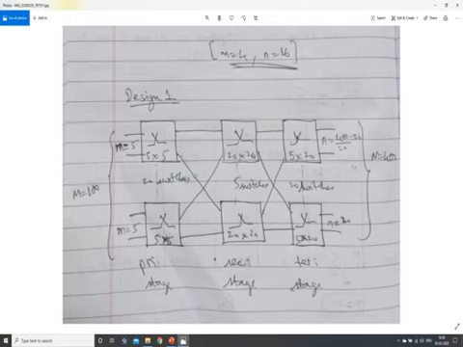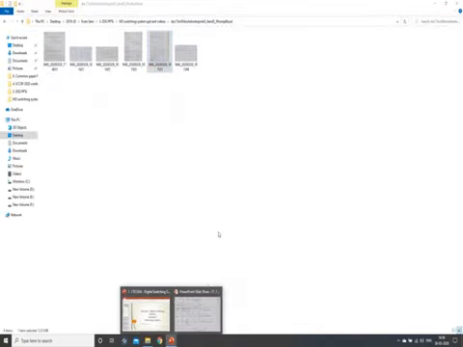On a similar basis, we can identify how many inlets and outlets should be present for each of the cases, and how many switches are present at each of the stages. So this is the solution for the problem we have discussed.